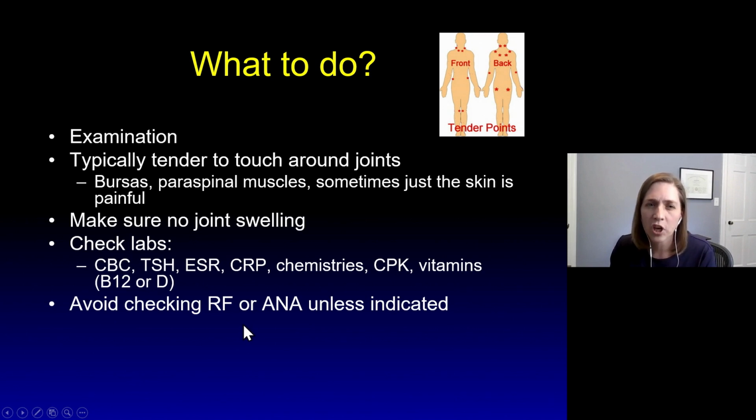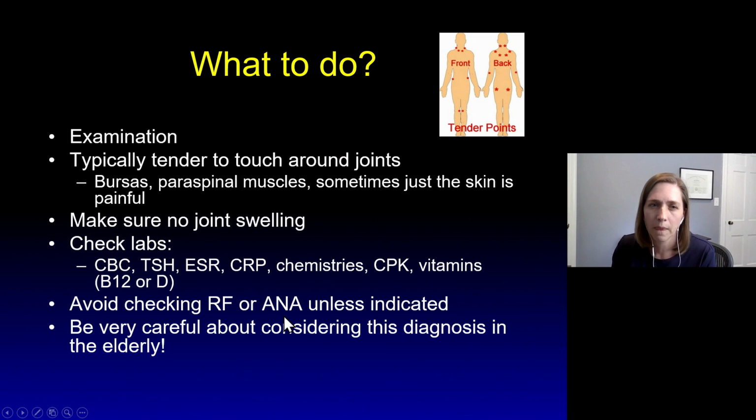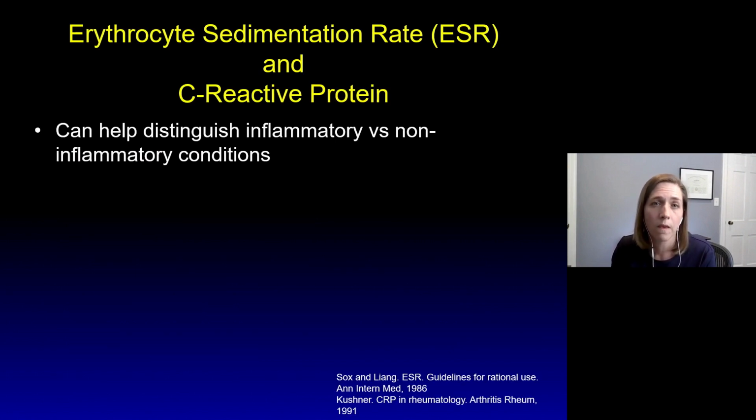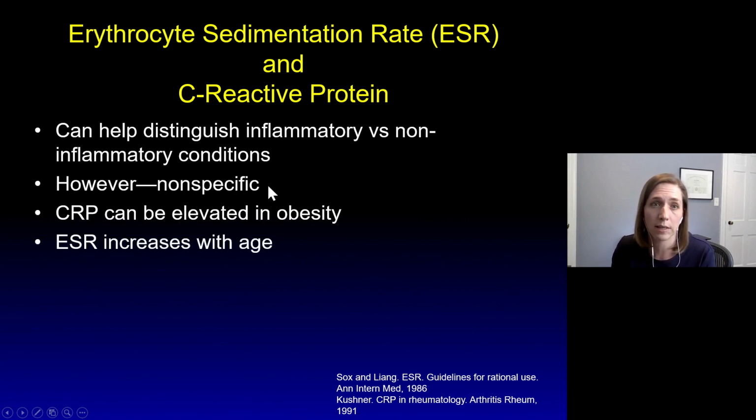I try to avoid checking a rheumatoid factor or an ANA unless indicated, because sometimes it just gets you into trouble. Be very careful about considering the diagnosis of fibromyalgia in the elderly. It's usually more likely to be something like polymyalgia than fibromyalgia. And this is where the SED rate and CRP can be very helpful in distinguishing inflammatory versus non-inflammatory conditions.